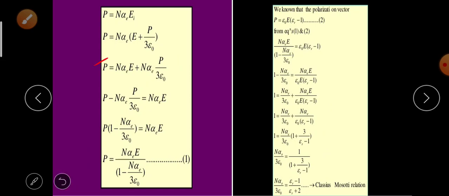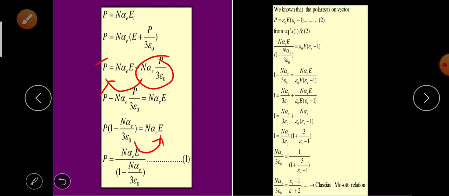Bring this term to the LHS, then P − n alpha_e P/3ε0 = n alpha_e E. Now take P common: P(1 − n alpha_e/3ε0) = n alpha_e E. Therefore P = n alpha_e E/(1 − n alpha_e/3ε0). This is equation 1. We know that the polarization vector P is equal to ε0 E (εr − 1). This is equation 2.